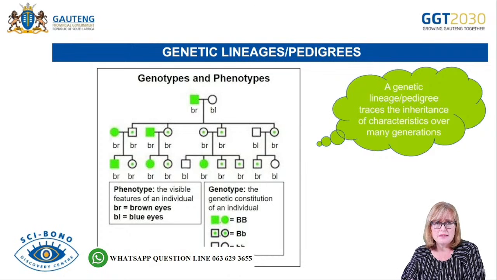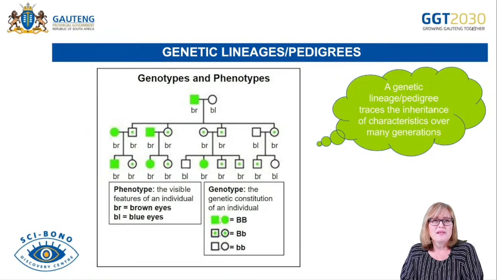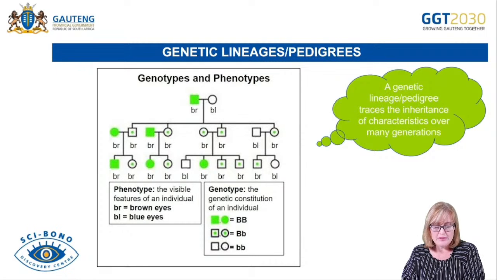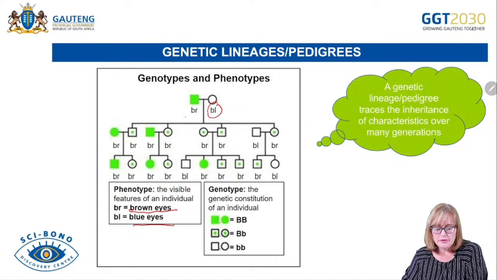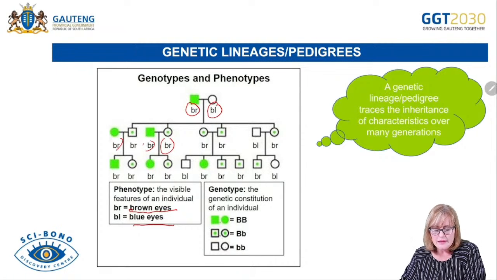This looks very complicated, doesn't it? In this specific genetic lineage or pedigree, we can see the difference between a genotype and a phenotype. This one is talking about brown eyes and blue eyes, right? The phenotypes, remember, phenotype is the physical trait, the thing that you can see. So this will be a blue-eyed person and that will be a brown-eyed person, and they have added this to the whole tree. The genotype is now the alleles that we are assigning to each characteristic.